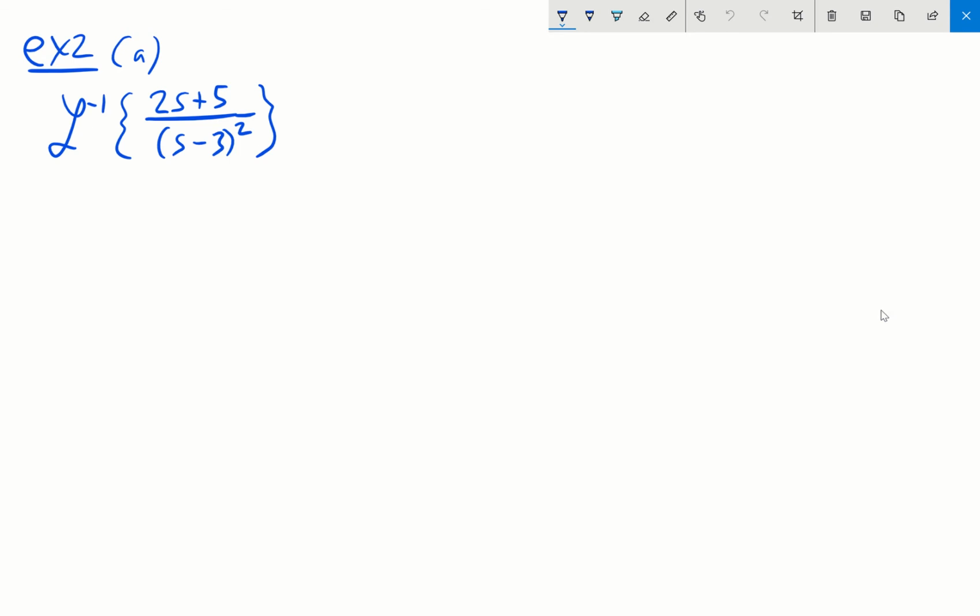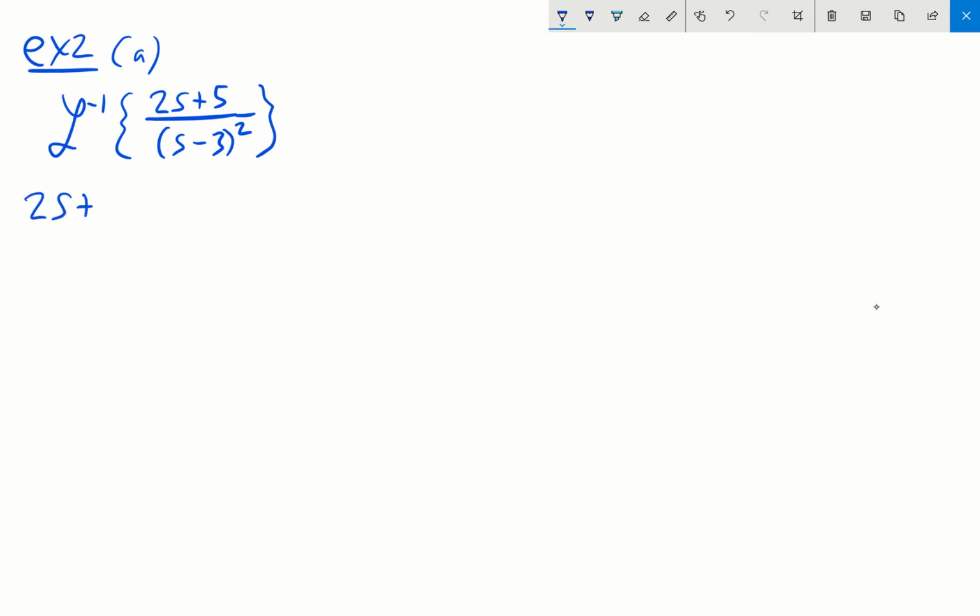Let's take a look at example 2 from section 7.3. In this one, we want to find the inverse Laplace transform of (2s + 5) divided by (s - 3) squared. A common theme that we saw in the previous examples is that we want to decompose the inside function using partial fractions.